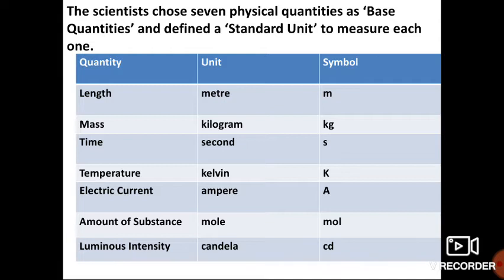The unit of length is meter, unit of mass, kilogram, unit of time, second. Unit of temperature, Kelvin. Unit of electric current, ampere. Unit of amount of substance, mole. Unit of luminous intensity is candela. But for symbols: meter is small m, kilogram is kg, second is small s. Kelvin is capital K, ampere is capital A, mole is mol, candela is cd. Here we use capital K and capital A because Kelvin and ampere are units named after scientists.